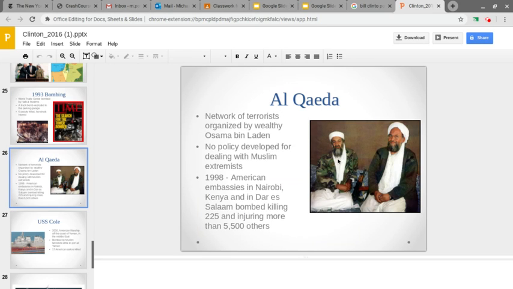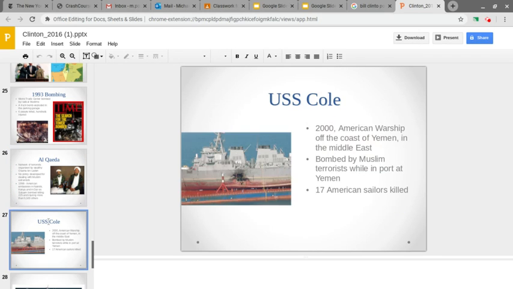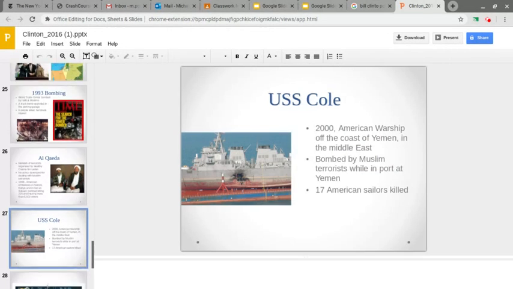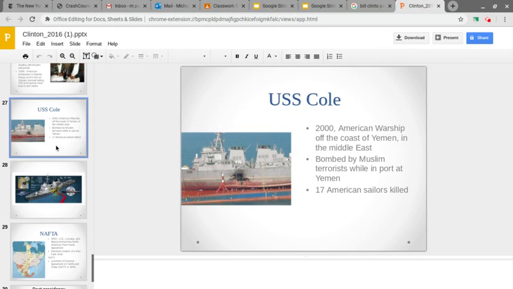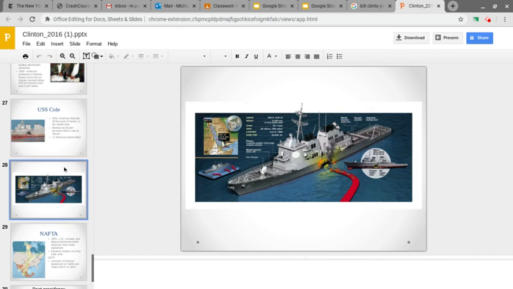Al Qaeda and this guy Osama bin Laden. That's a terrorist network. And in '98, Al Qaeda starts bombing American embassies. Does it in Nairobi, Kenya. He wouldn't get taken out till years later, but eventually we do get him. We also see a bombing attack on the USS Cole.